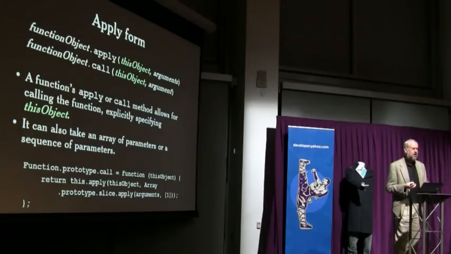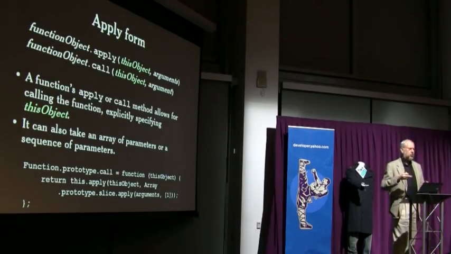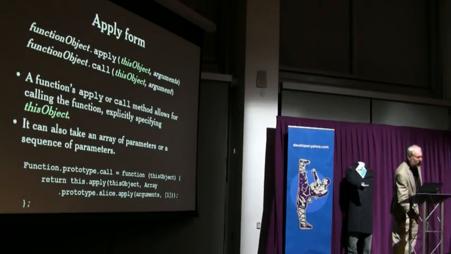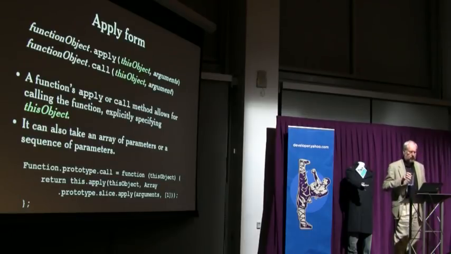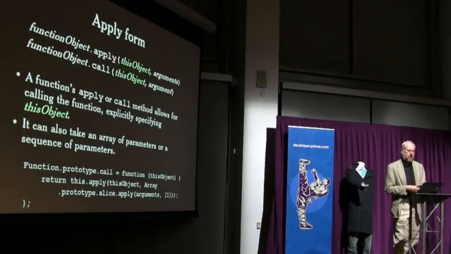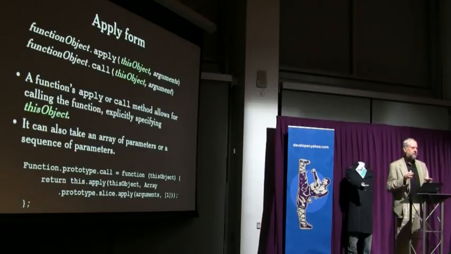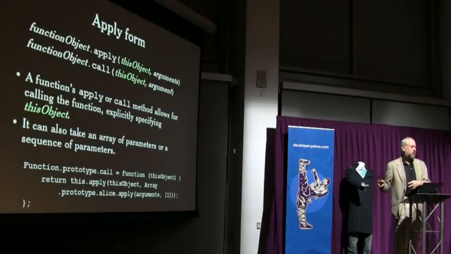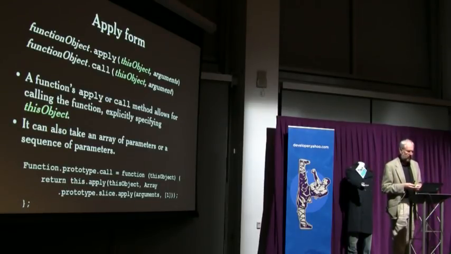Then finally, there's the apply form, in which we use either the function's apply method or its call method. What they have in common is they both allow us to specify what this is. So the value that this should have will be the first parameter. The difference between them is apply takes an array of arguments, and call takes 0 or more individual parameters, which will become the arguments.